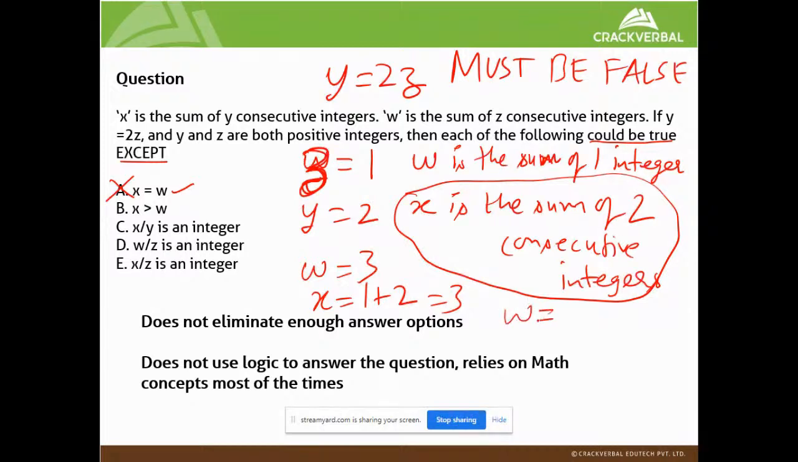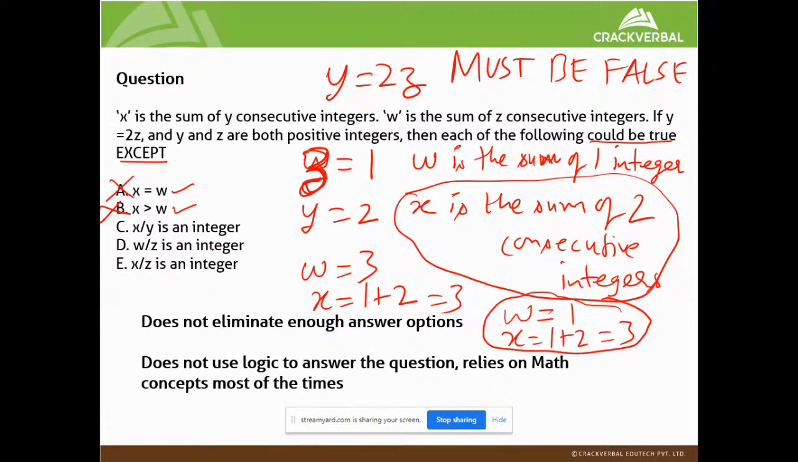Let's take W equal to 1 and X is equal to 1 plus 2. So X would be 3. Is X more than W? Yes. I took one case where I was able to prove that X is more than W. This cannot be must be false.